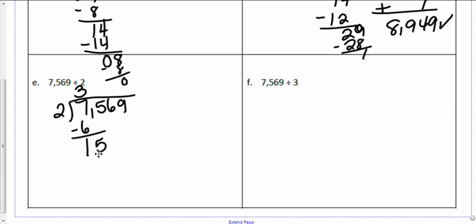1,500 divided by 2. Well, 7 times 2 is 14, so I'm going to use 7. 7 times 2 is 14. That leaves me with 1 left over. I'm going to bring down the 6. Now I've got 16 tens. 16 tens divided by 2 would be 8 tens. 8 times 2 is 16. That leaves me with 0 tens.